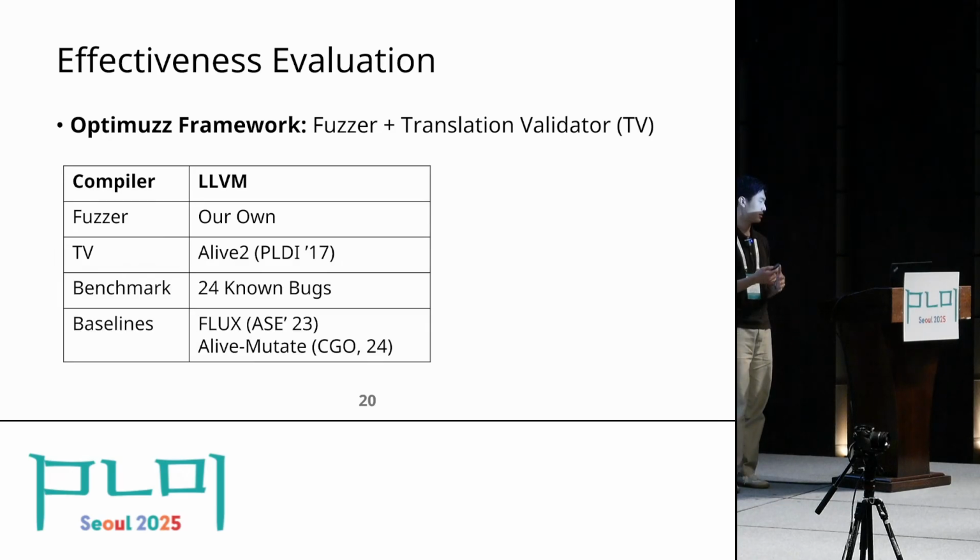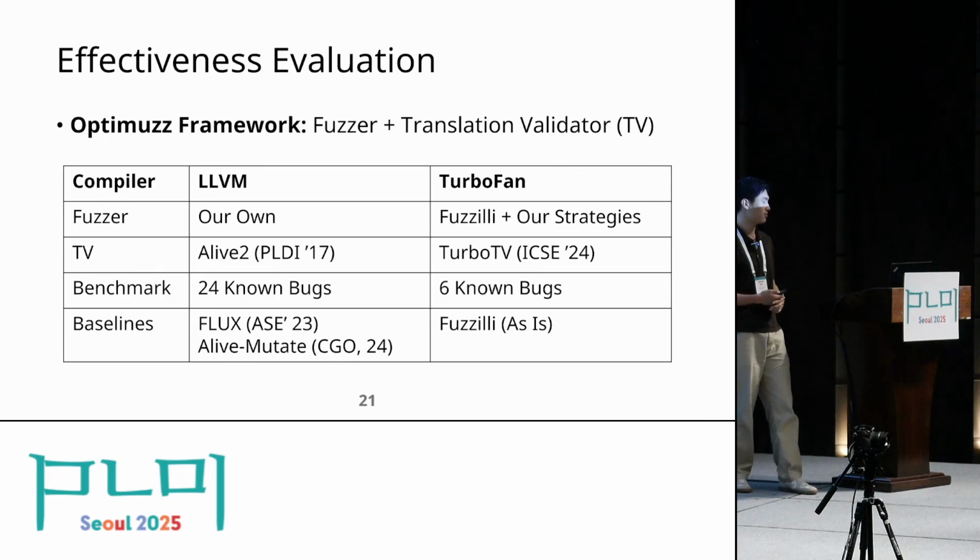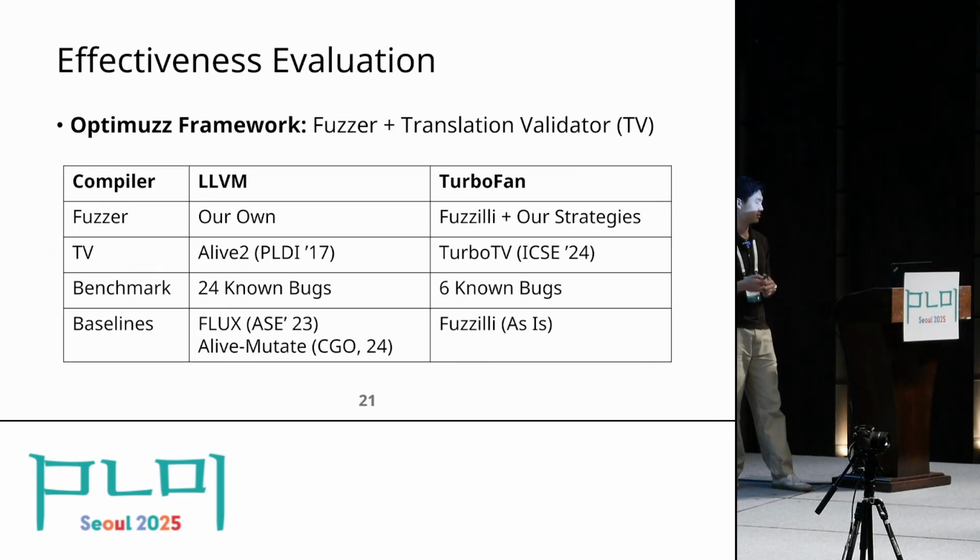We collected all 24 miscompilation bugs from the past 3 years in LLVM that are detectable by the Alive2 translation validator, and we compared against other state-of-the-art compiler fuzzers like Fluxx and AliveMutate. For TurboFan, we implemented our strategies on the existing JavaScript engine fuzzer Fuzzilli, and we used the TurboTV translation validator, and we used the known miscompilation bugs that appeared in the TurboTV paper. We compared our fuzzer to the naive Fuzzilli.